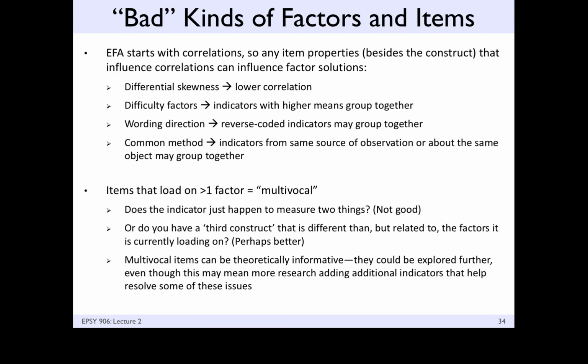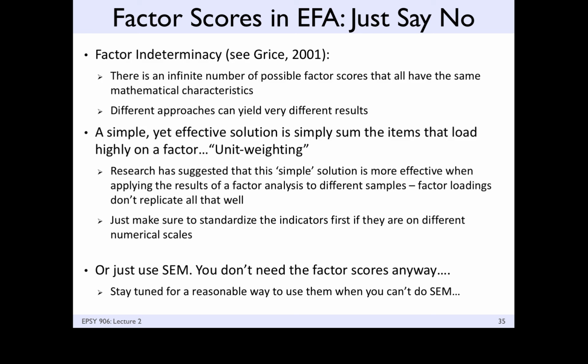We're getting toward the end of class here. All right, we're getting to factor scores. Because the loadings that come out of an EFA are not unique, the factor scores are not unique. There's what we call factor score indeterminacy. So if you rotate the loadings, you have to rotate the scores, right?